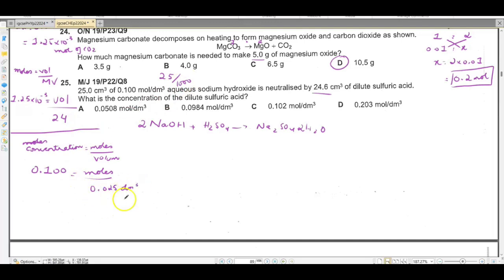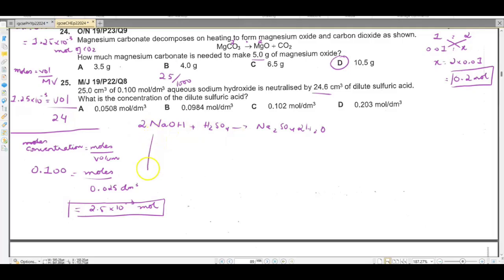Okay, so when we multiply this and this, we are going to get 2.5 into 10 raised to the power minus 3 moles as an answer. So these are the moles of NaOH. So now we can just simply find the moles of H2SO4. I've just told you that this is your best friend.